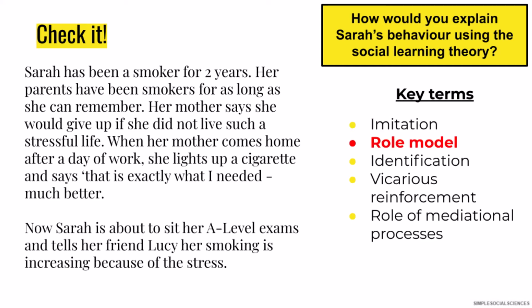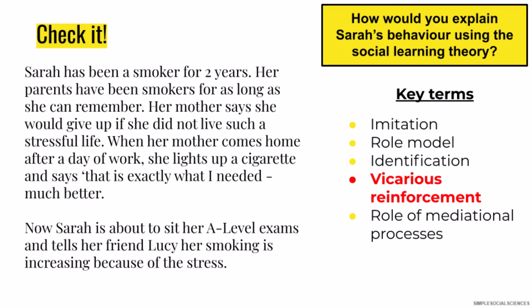We are more likely to imitate those we identify with, and as Sarah's mother is also female and both share many characteristics coming from the same family, this identification may have played a big role in Sarah repeating the observed behaviour of smoking. As her mother expressed how rewarding it was to smoke and how it relieves her stress, this might have acted as vicarious reinforcement for Sarah to start smoking and can explain why Sarah turns to smoking more when she feels more stress around her exams. So those are the key concepts that we need to include in our answer: imitation, role model, identification, vicarious reinforcement.